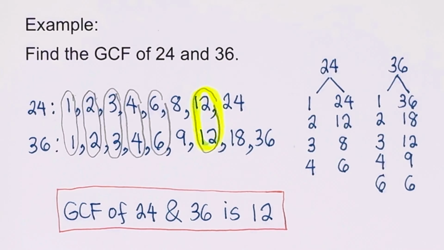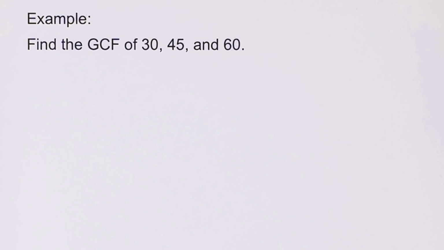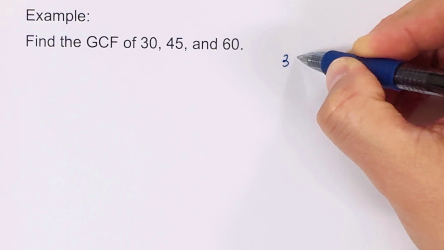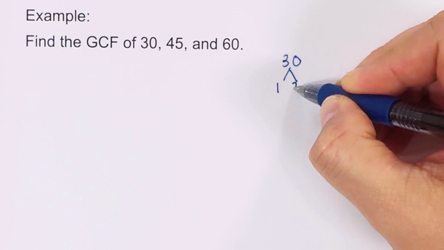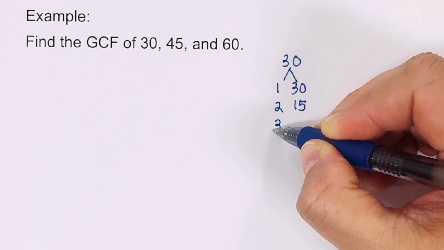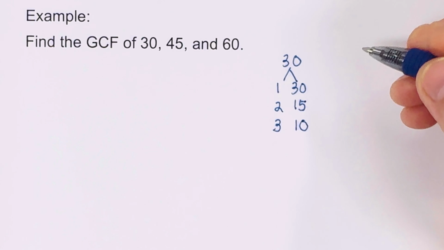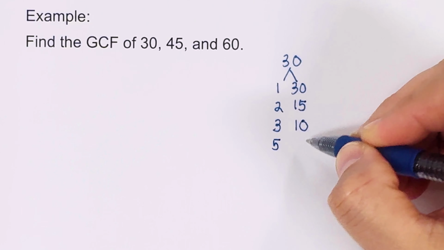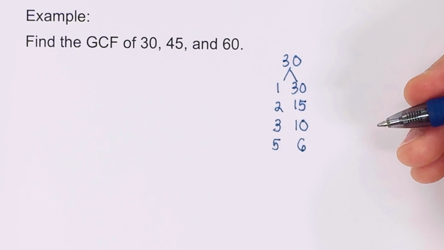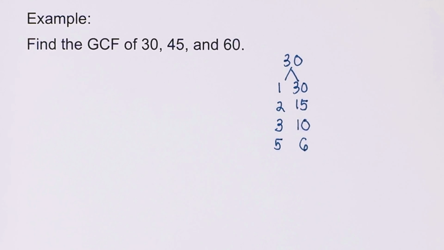Now let's have another example. In this problem, we're supposed to determine the GCF of 30, 45, and 60. The first step is to find the factors of 30. So I'm going to write it down here. So 30, again, you always start with 1. 1 times 30. 2 works with 30, so that's 2 times 15. 3 works with 30, that would be 3 times 10. 4 doesn't work with 30. 5 works with 30, that is 5 times 6. And we also have 6, so these are already the factors of 30. So I'm going to write that down here.